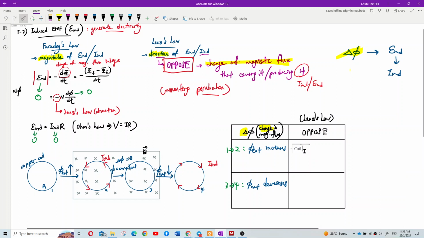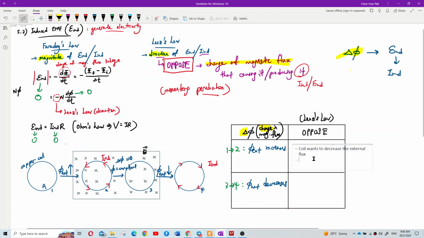Okay. So the coil wants to oppose the change. How to oppose the change? Because the flux wants to decrease. Kalau dia meningkat, dia nak menurunkan lah. Yes, decrease the external flux. Try to decrease the external flux. So what happened? The coil wants to decrease the external flux.